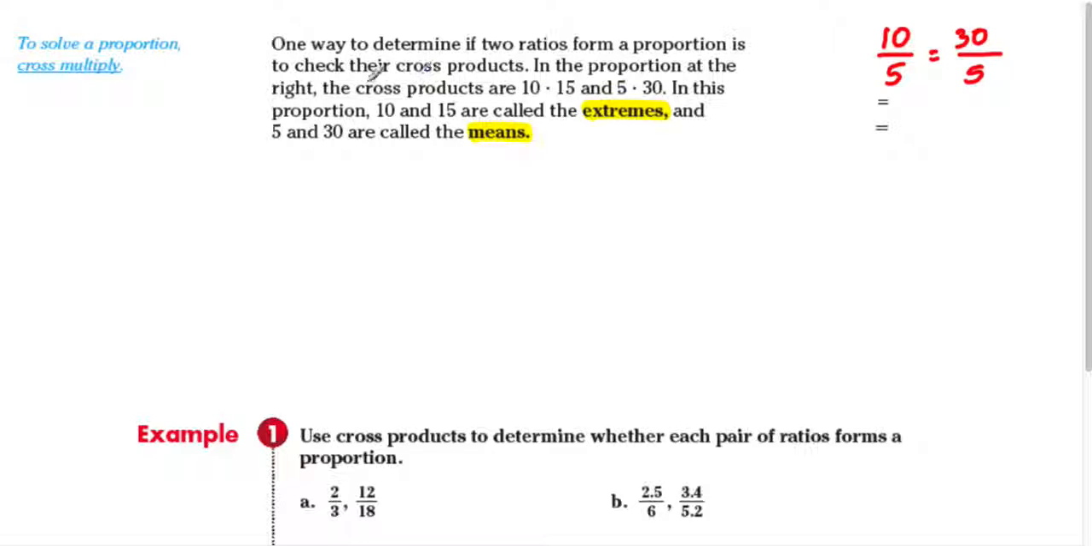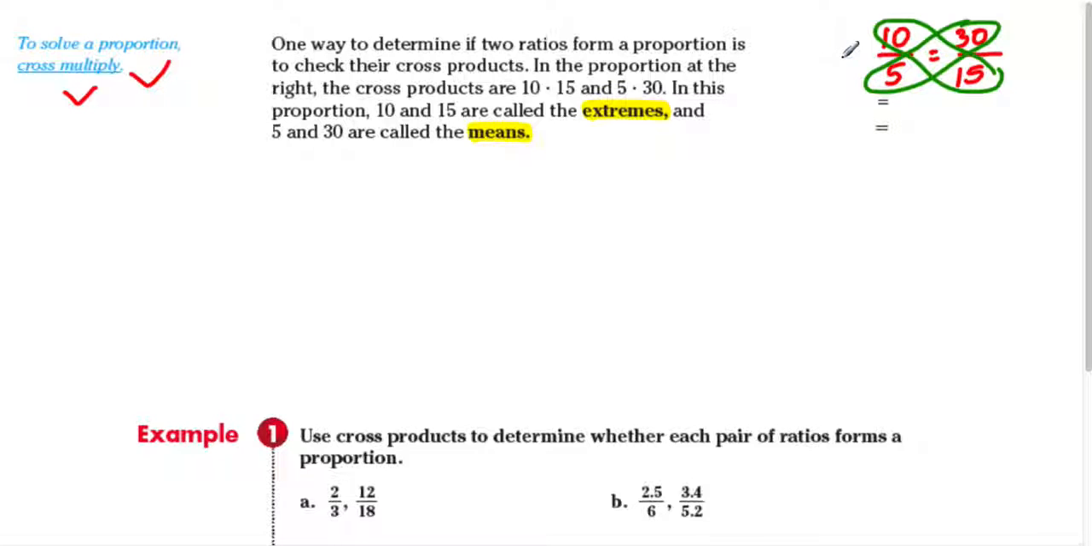To solve a proportion, we need to cross multiply. We get the cross products: 10 times 15 and 5 times 30. In this proportion, 10 and 15 are called extremes, and 5 and 30 are called means. Know this, because on the entrance exam, you will need it. Extremes and means: 10 and 15 are your extremes, 5 and 30 are your means.